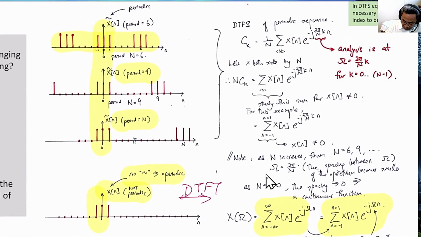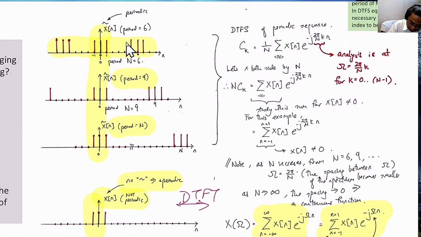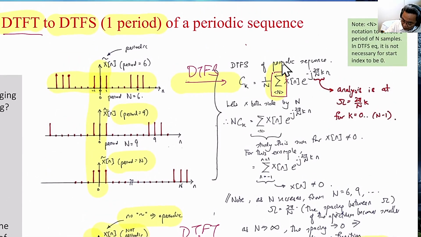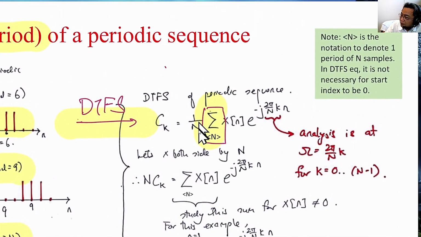Now, let's study this equation for the DTFS. To take the DTFS of the period 6, we plug in this equation, c_k equals 1 over 6 for period 6, and then we do a sum of N samples. Typically you go from 0 to N-1, but now I introduce the notation. What we are saying is that for DTFS, you can take any N sample period. It does not need to go from 0 to N-1.